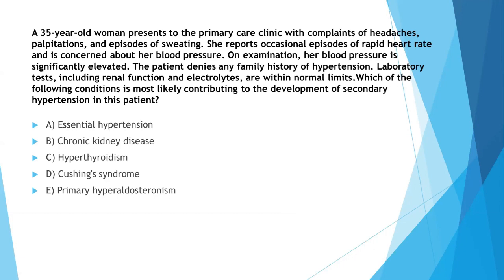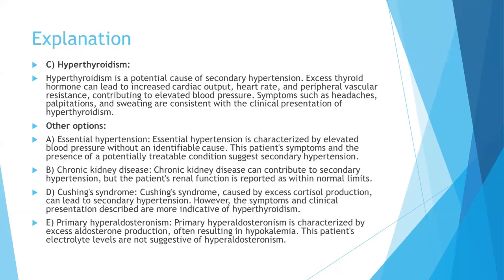Essential hypertension, chronic kidney disease, hyperthyroidism, Cushing syndrome, or primary hyperaldosteronism. So hyperthyroidism is a potential cause of secondary hypertension. Excess thyroid hormone can lead to increased cardiac output, heart rate, and peripheral vascular resistance, contributing to elevated blood pressure. Symptoms such as headaches, palpitations, and sweating are consistent with the clinical presentation of hyperthyroidism.